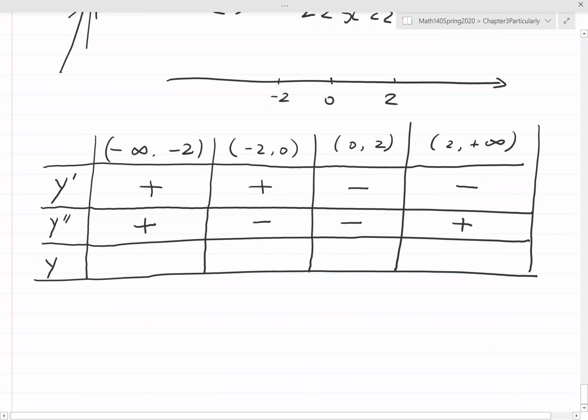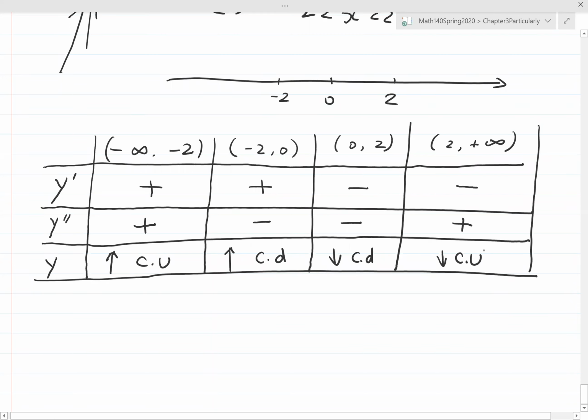Now, by the increasing decreasing test, on the interval negative infinity to negative 2, y prime is positive. So this tells us it's increasing. And how about the concavity? Second derivative is positive, so by the concavity test, we know it's concave up. Now this one is increasing concave down. This is decreasing concave down. This is decreasing concave up.